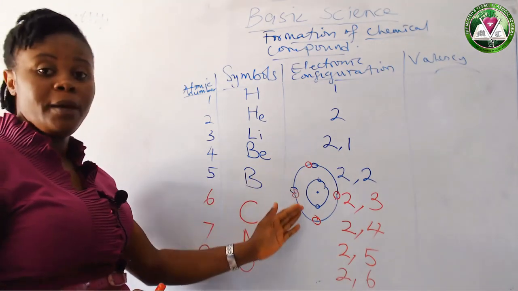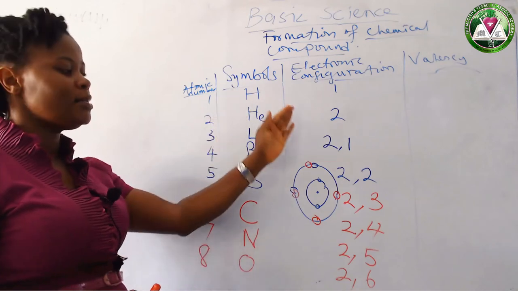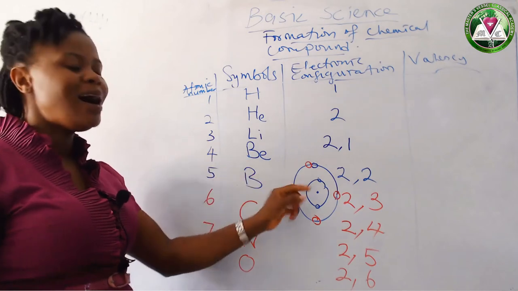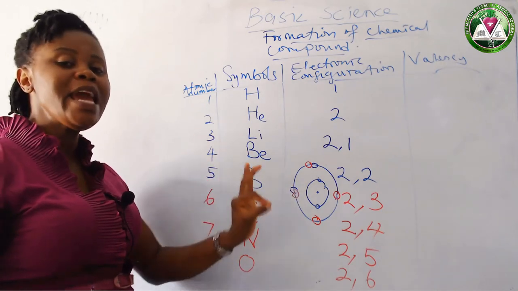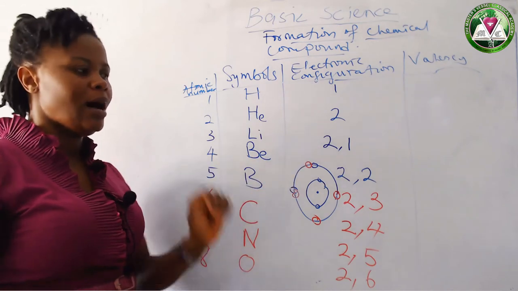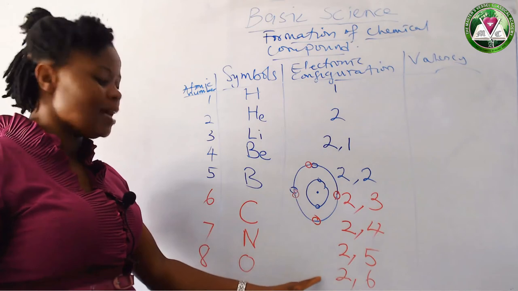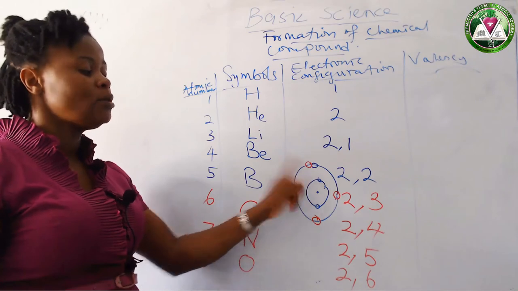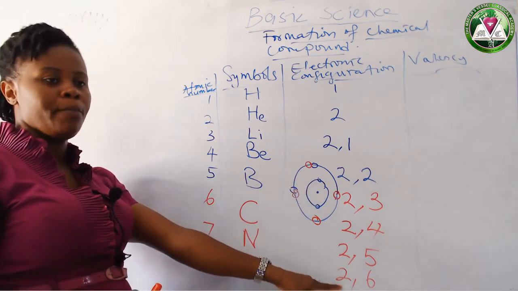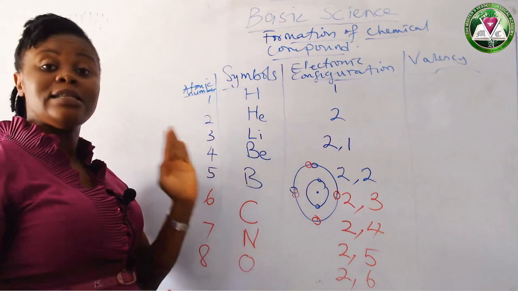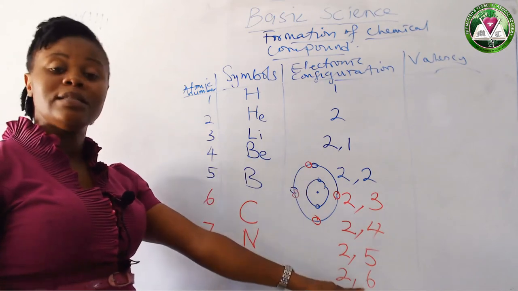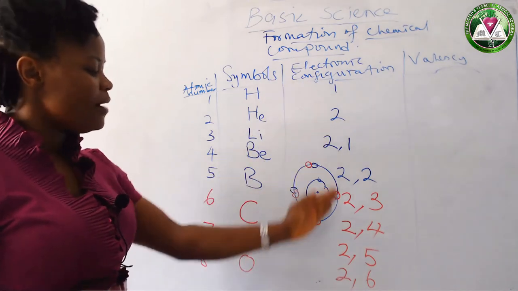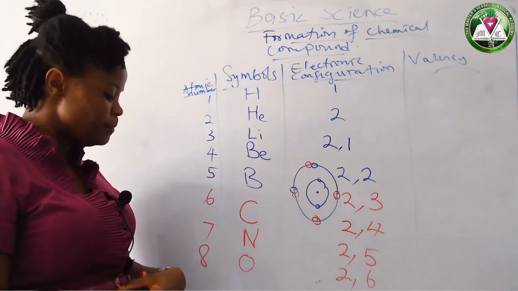I hope you are following me. I said to write out these electronic configurations from the structures you have already drawn, you count the number of electrons in each of these shells. Then you write it out. Like, for instance, the last one we did now, which is oxygen. If you look at the structure, the first shell has 2 electrons. That's why you have 2 here. Then the second shell has 6 electrons. That's why you are having 6 here. Is that okay? Okay. Now, from what we have written, I want to believe that you can do the rest.